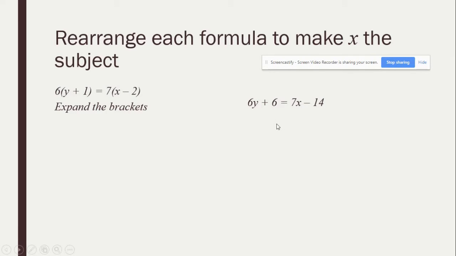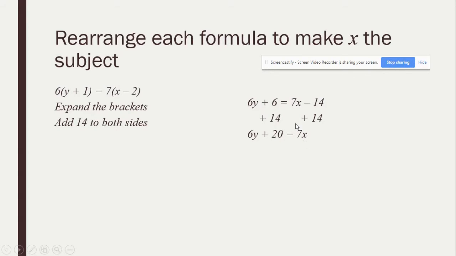So let's get rid of our 14. How do we get rid of our 14? Well, it's been taken away, so we add 14 to both sides. Right, so that gets rid of that. It adds up on this side, so we're left with 6y plus 20 take 7x.